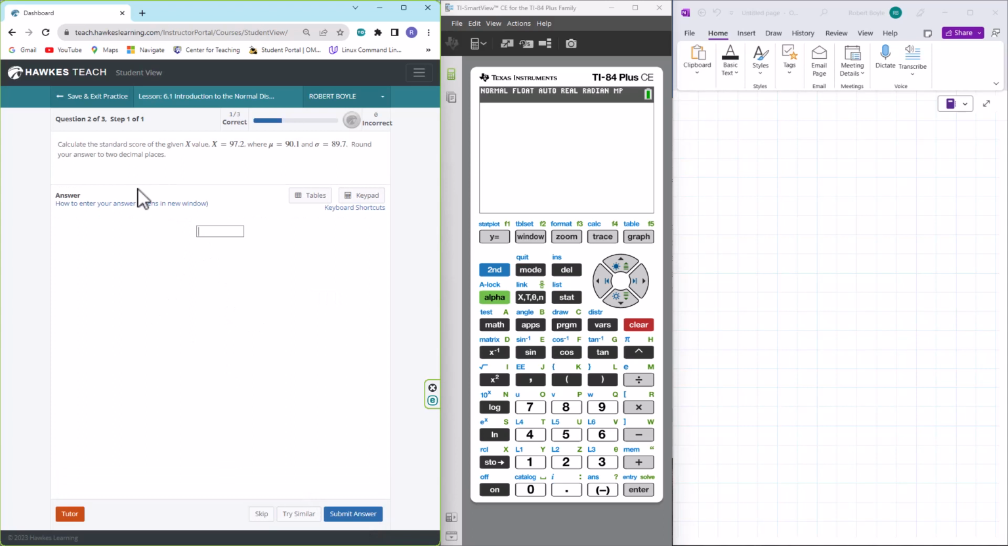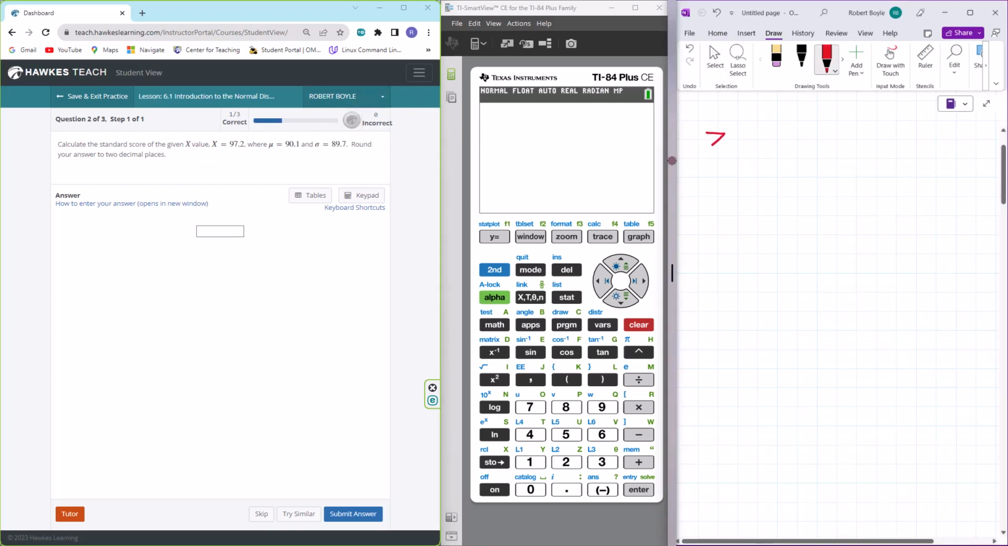Next, calculate the standard score for the given x value. My x value is 97.2. My mean is 90.1, and my standard deviation is 89.7. And as I'm sure you all remember, your standard score, or your z-score, is nothing more than x minus the mean divided by the standard deviation. So that would be 97.2 minus 90.1 divided by 89.7.